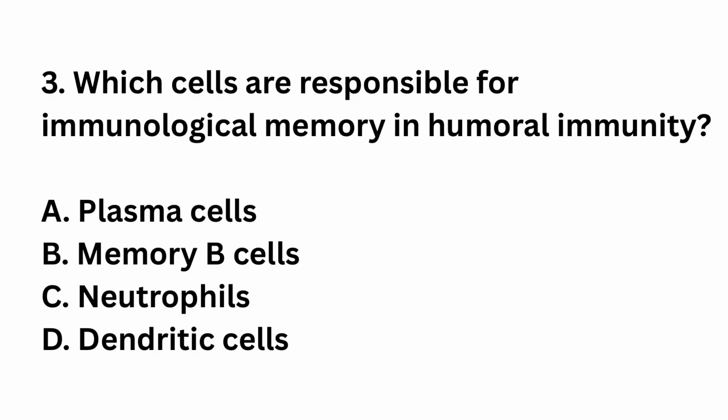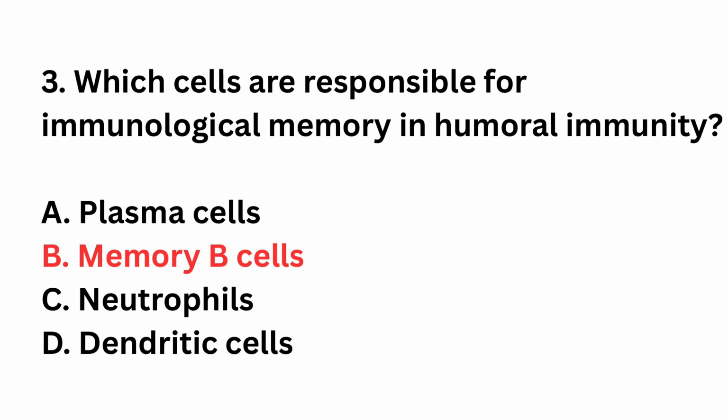Question number 3. Which cells are responsible for immunological memory in humoral immunity? Plasma cells, memory B cells, neutrophils, dendritic cells. The right answer is option B, memory B cells. These cells persist after infection. They respond rapidly upon re-exposure.